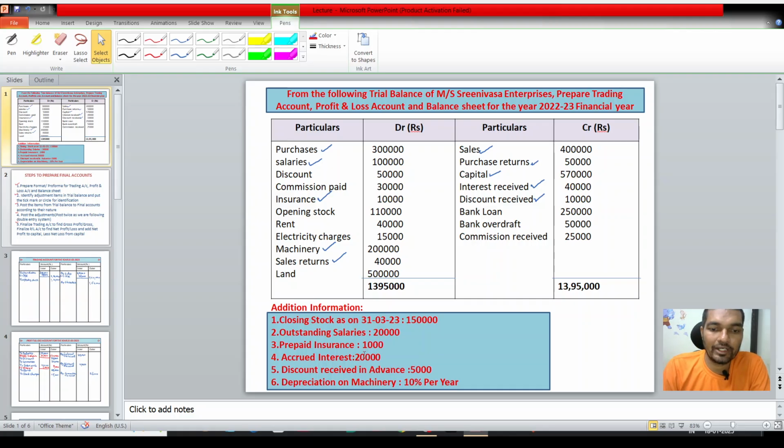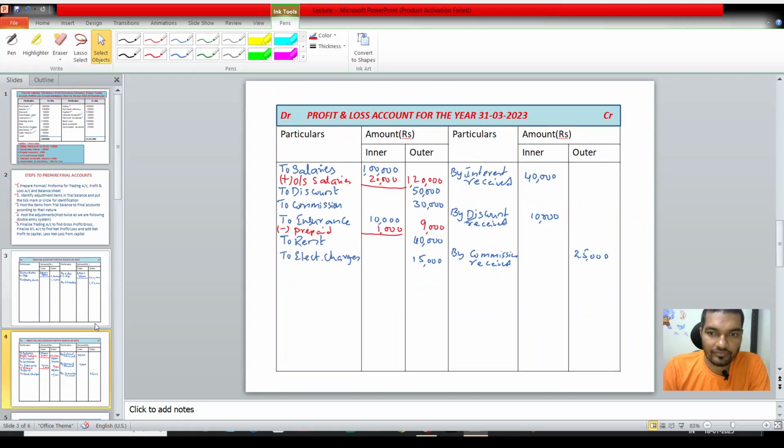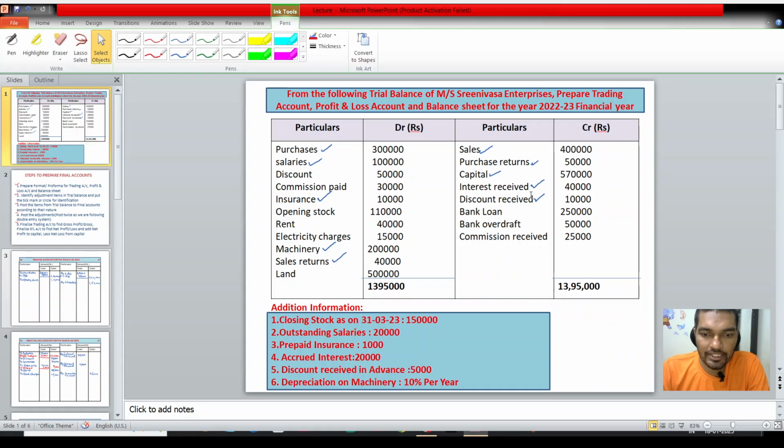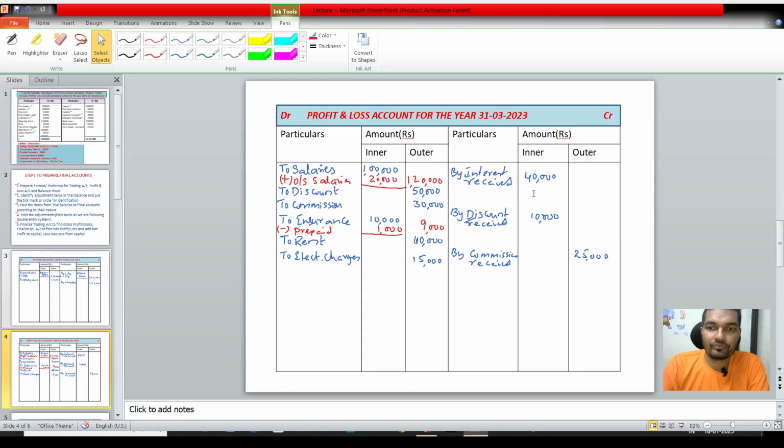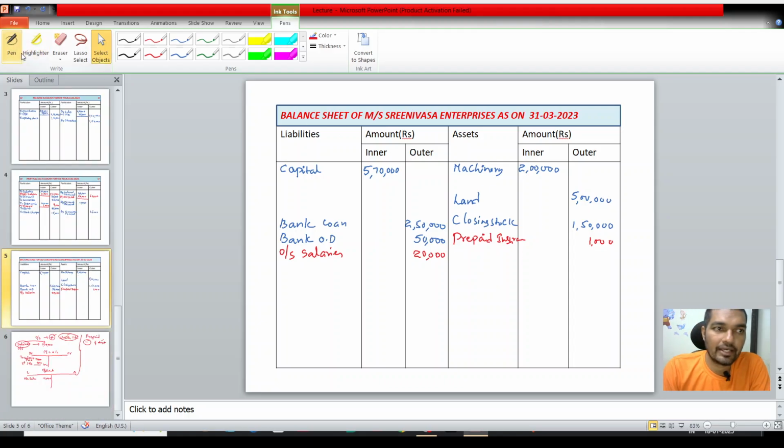Then finally accrued interest. The fourth adjustment is accrued interest. Say interest received, how much? 40,000. Accrued interest is 20,000 rupees. So whenever accrued interest is given, the company has to receive, the company has to recover that money. So accrued interest, we always need to add it, 20,000 rupees we need to add it. So it becomes 60,000. It is company money. So accrued interest is always an asset to the company.